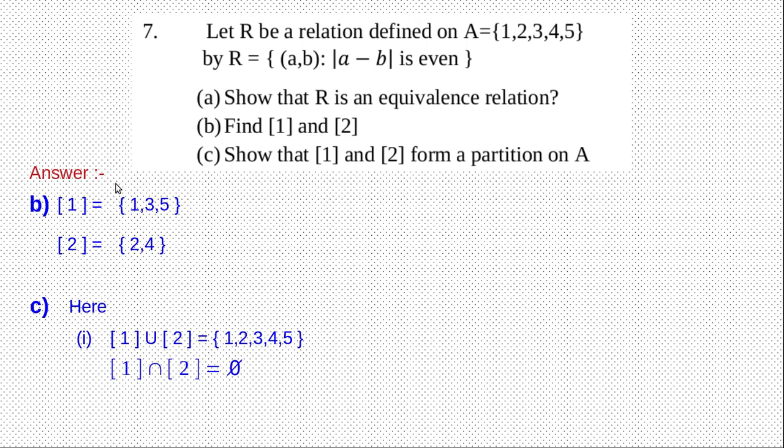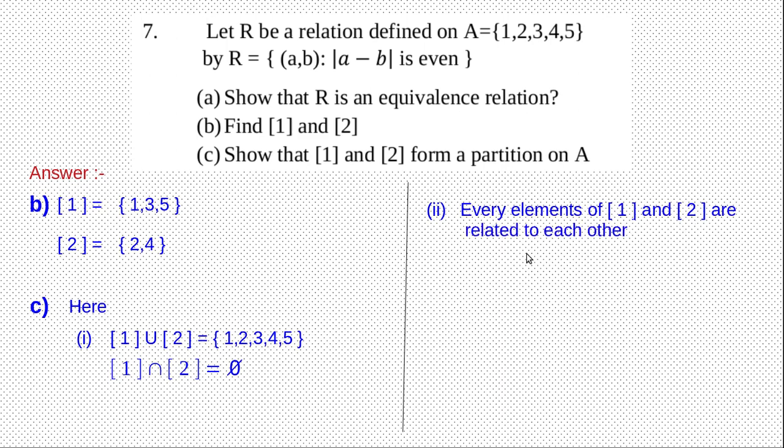What about the next? This set contains 3 elements, 1, 3, 5. Every element is related to each other. Every ordered pair, like (1, 3), (3, 5), (1, 5), (5, 3), etc., belongs to the relation, because the difference of any two numbers in this set is even. Therefore, every element in class 1 is related to each other. In the same way, every element in the set {2, 4} is also related to each other. That is the second condition. Every element of class 1 and class 2 are related within their own classes.